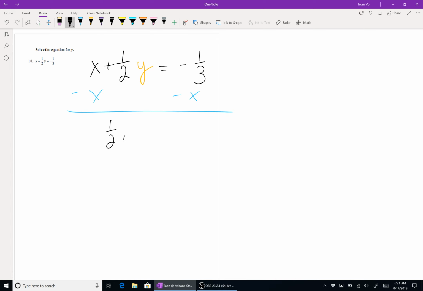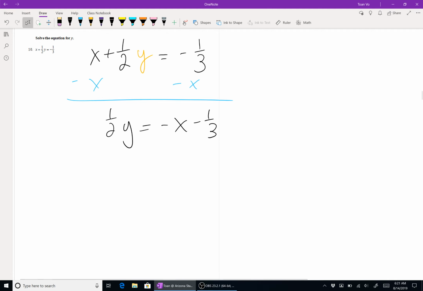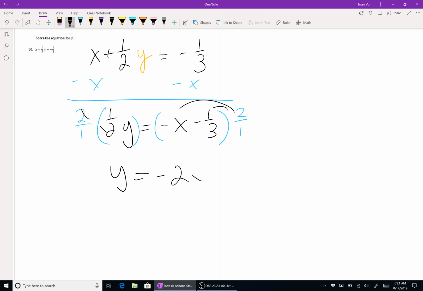This gives you 1/2 y equals negative x minus 1/3. I just like to write the x first, that's why. If you wrote negative 1/3 minus x, that would have been fine as well. And then to get rid of this 1/2, hopefully you remember from Algebra 1 that to get rid of a fractional coefficient, you multiply by the reciprocal, which in this case is 2/1, or simply the number 2. So these cancel, that gives you y equals, and then if you distribute the 2 in, that gives you negative 2x minus 2/3.